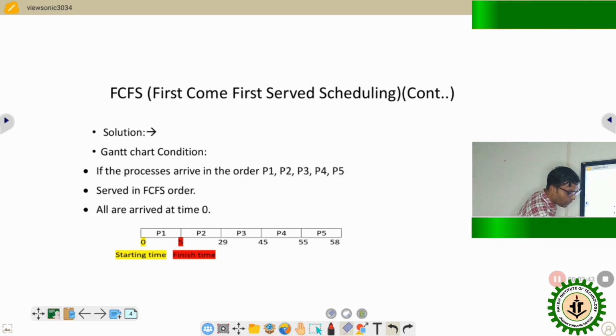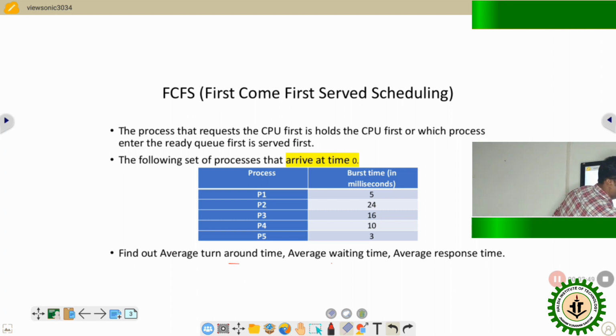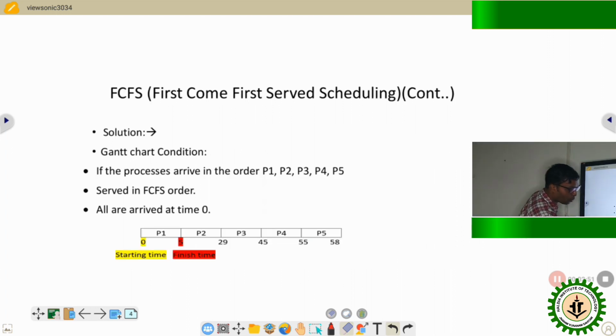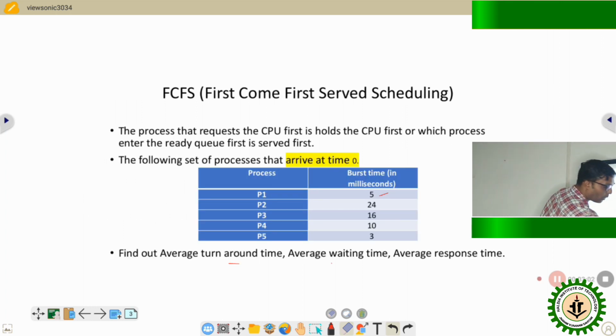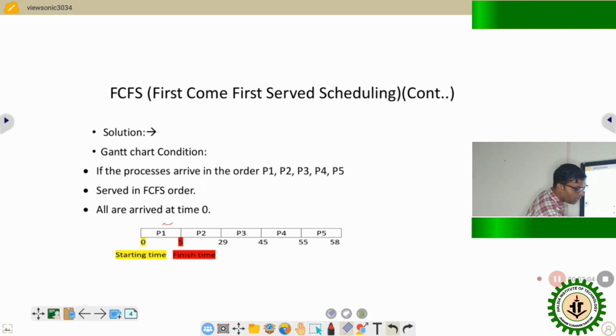The first process arrived in the ready queue at 0 and process P1 starts. What is the burst time of P1? 5 milliseconds. So 0 to 5 is the execution of process P1. Similarly, for process P2 it is 24, so 5 plus 24 is 29.